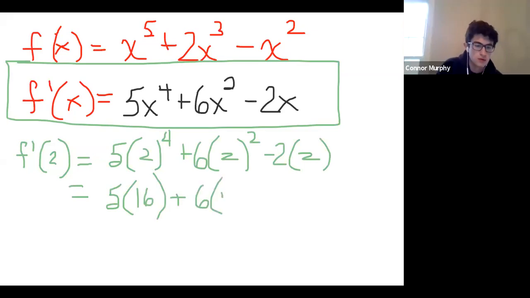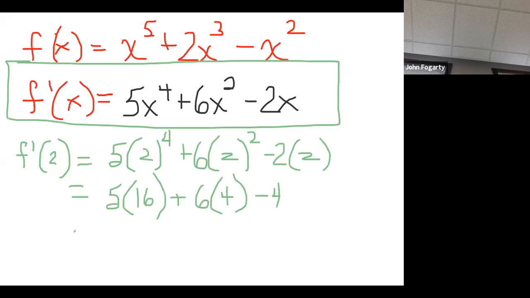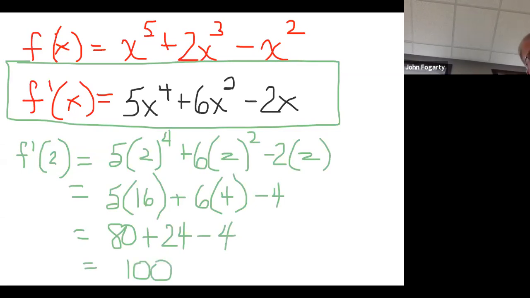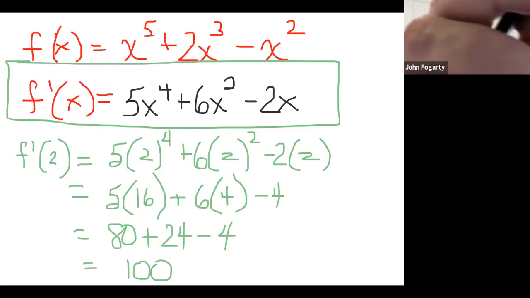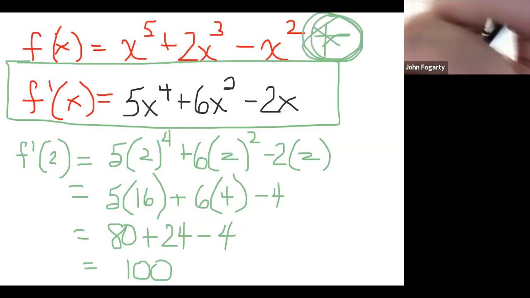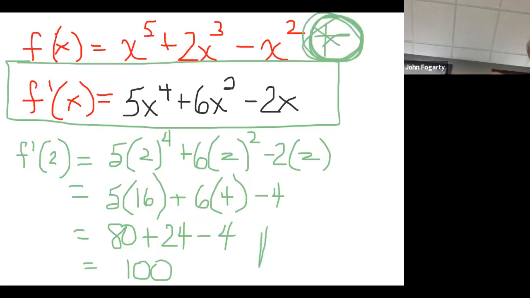All right. 5 times 16 is 80. 6 times 4 is 24, minus 4. So we got 80 plus 24 is 104, minus 4, 100.